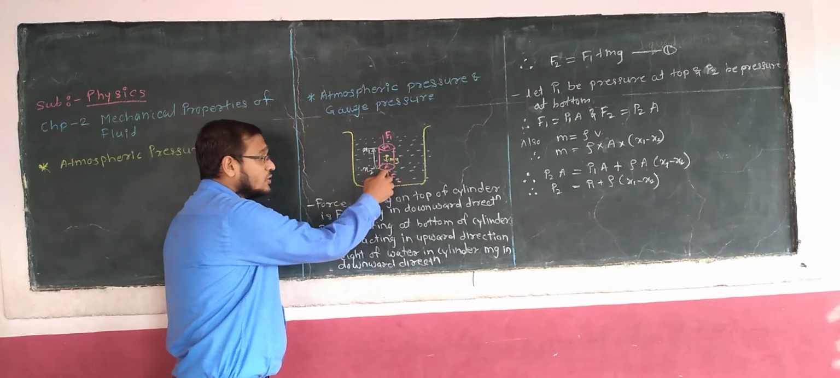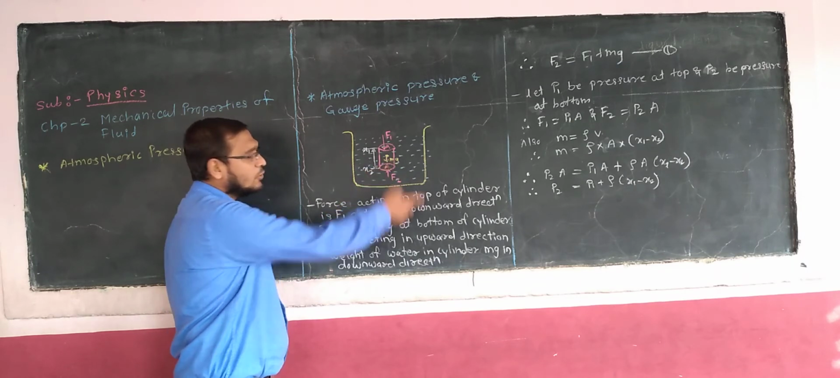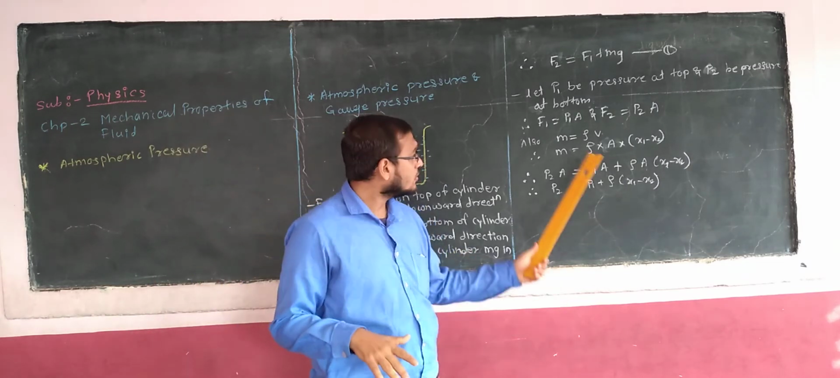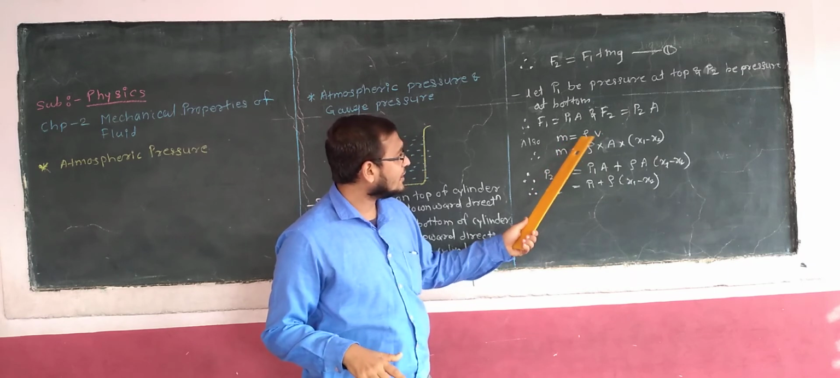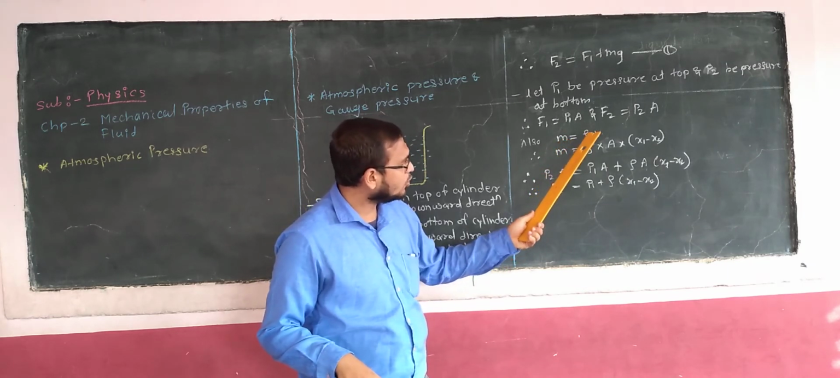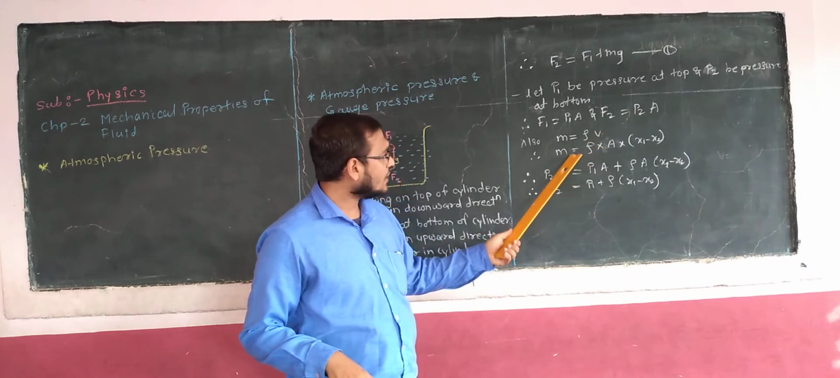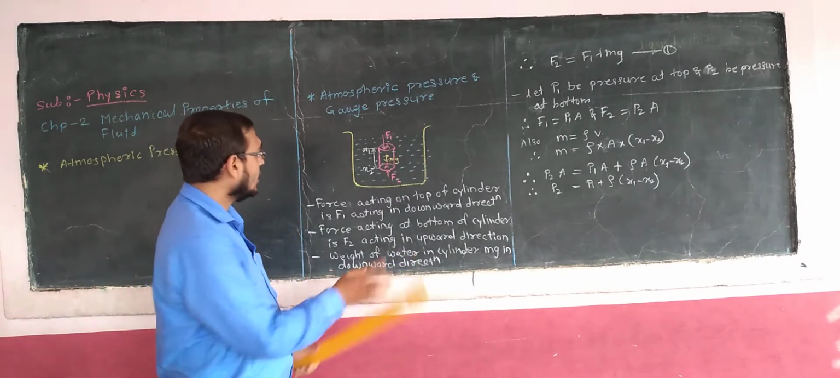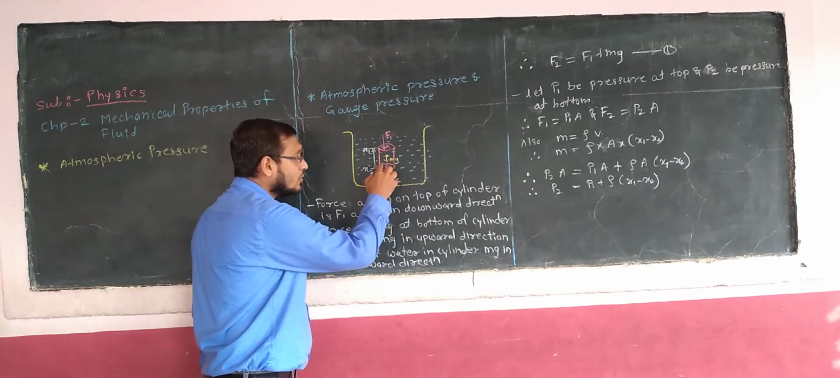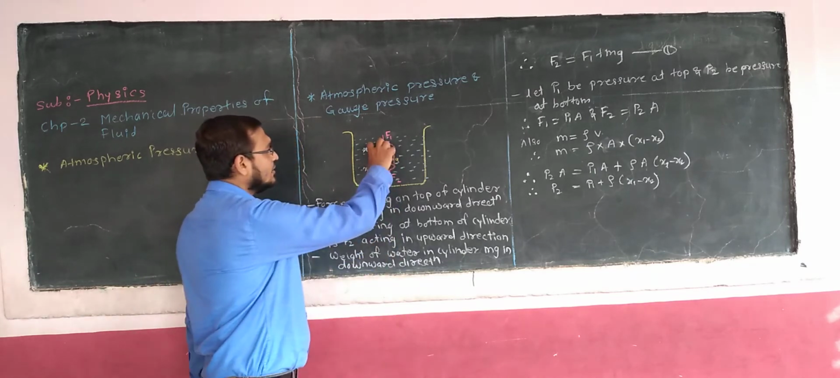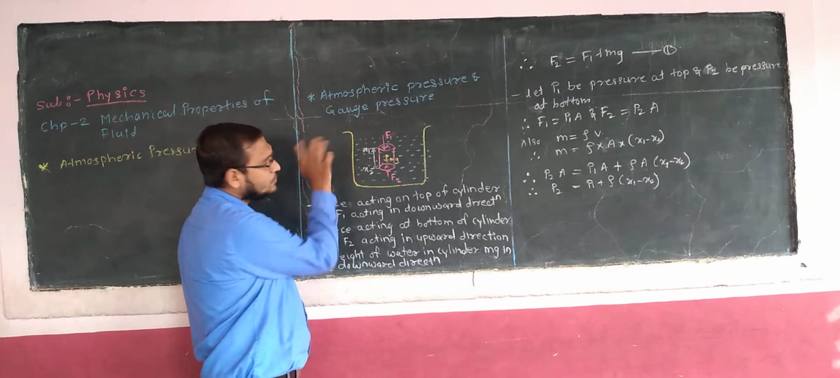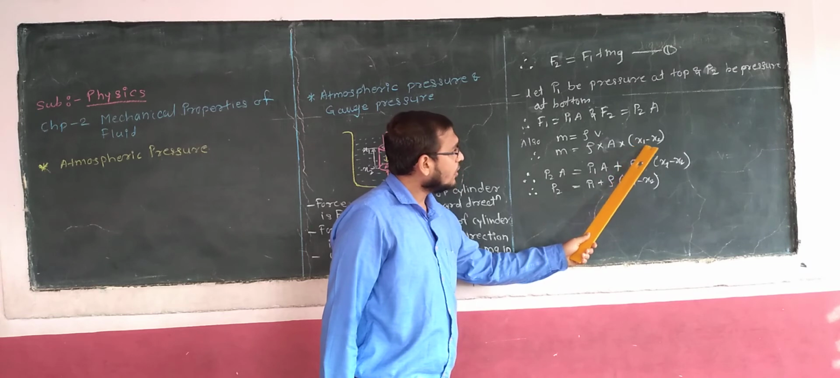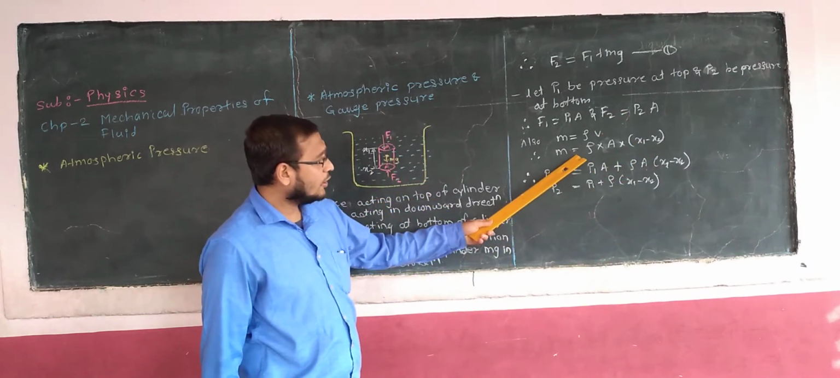So as P2 is the pressure here and A is the area, F2 is equal to P2 into A. Yesterday we also derived this mass. We know that density is equal to mass upon volume, so mass M is equal to density into volume. But what is volume? Area into height. What is the cross-sectional area of the vessel? It is A, and the height is the difference between these two, x1 minus x2. So I have written rho A into x1 minus x2. This is the value of mass.